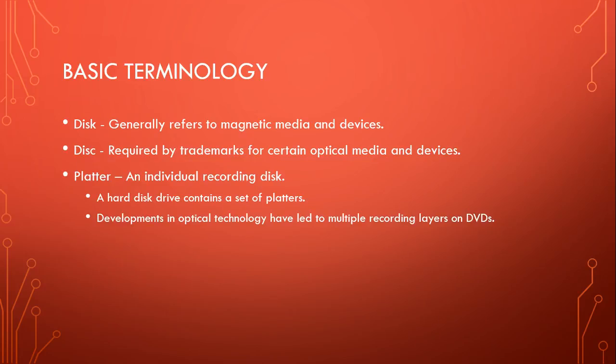The platter is an individual recording disk, so a hard disk drive contains a set of platters. You also have these in things like your optical drives. The developments in optical technology have led to multiple recording layers on DVDs, for example. That's why you'll hear about multi-layer DVDs, because a typical DVD has about 4 gigs, but you can do multi-layer and boost it up to like 16 gigs. A spindle is simply the spinning axle on which the platters are mounted.